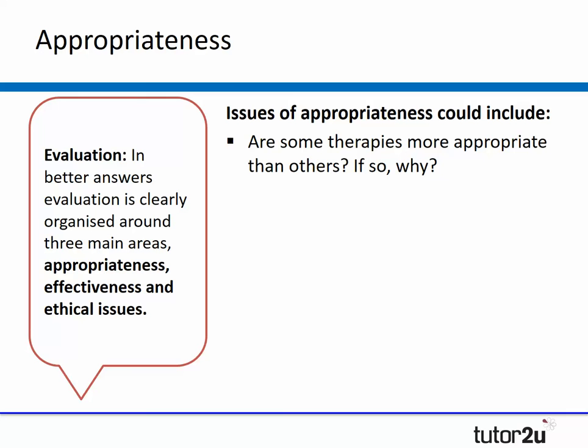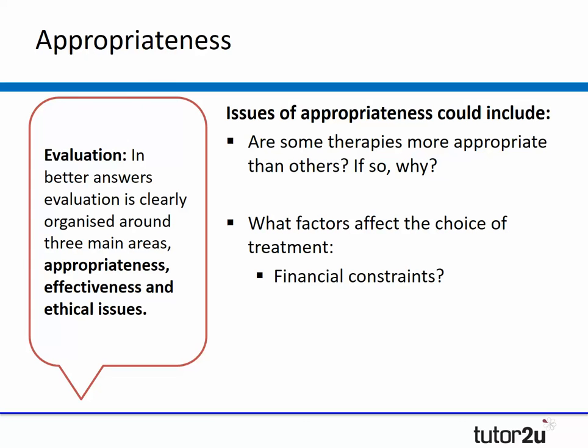For example, if someone is particularly suicidal, there is an argument that drugs are more appropriate because it's a faster treatment and therefore may prevent them from committing suicide. You could then look at what different factors affect the choice of treatment. So are there financial constraints? Is CBT actually just too expensive?